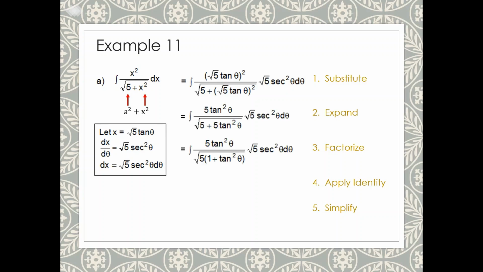Next, expand the expression with the power and factorize the expression inside the square root. Square root 5 tangent theta to the power of 2 can be simplified to 5 tangent squared theta. Factorize the 5 inside the square root, and you should get 1 plus tangent squared theta. 1 plus tangent squared theta can be written as secant squared theta using the identity. Simplify the integral, and you should get 5 times the integration of tangent squared theta secant theta d theta.